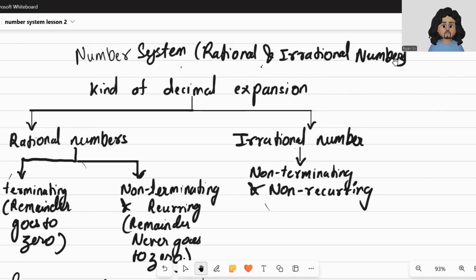Today we'll be doing the second part of the chapter, number systems, on rational and irrational numbers. Let's understand decimal expansions. There are two kinds of decimal expansion: rational number and irrational number decimal expansion. In the rational number, we have terminating, that is the remainder always goes to zero, and non-terminating, that is the remainder does not go to zero and it keeps on recurring. Whereas in an irrational number, we have a non-terminating and non-recurring decimal expansion.